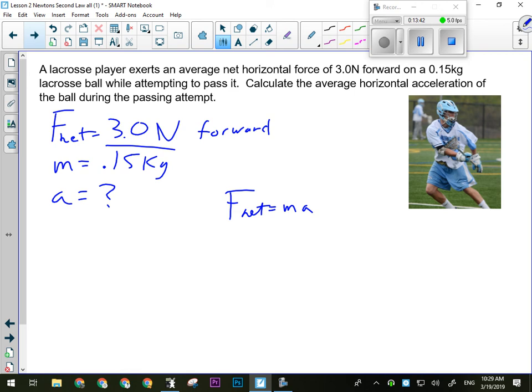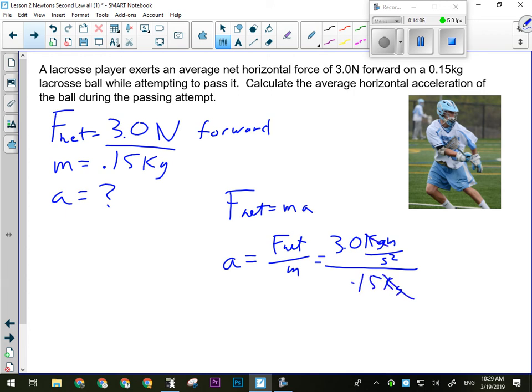Oh yeah, there's meters and seconds. Remember, what's a Newton? A kilogram meter per second squared, right? So yeah, I'm still going to get meters per second squared when I do this. So acceleration will be F net, okay, divided by m. So that's going to be 3.0 kilogram meter per second squared divided by mass, which is 0.15 kilograms. So my kilograms cancel. That's what I was saying. Write newtons, but understand what a newton is so that you get the right units at the end here. Okay, so when we do that, we should get, was it 20? Yeah. 20 meters per second squared forward.